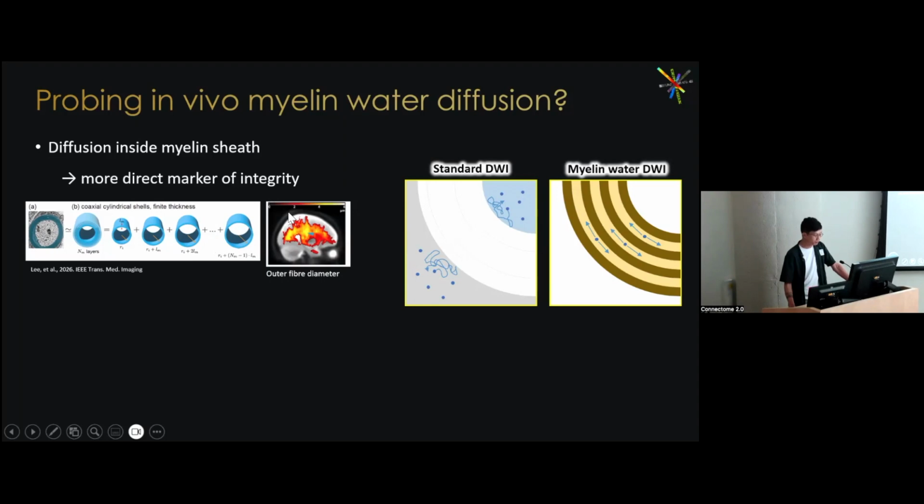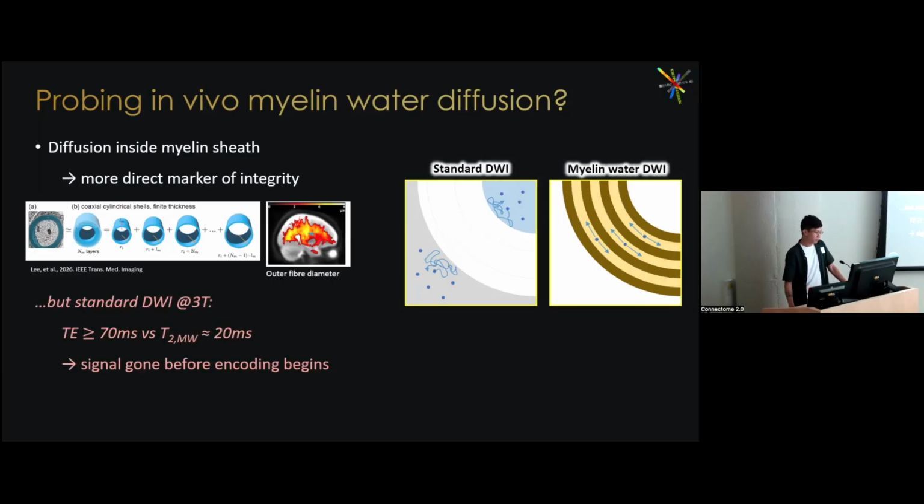So this is interesting because, for example, if we can combine this with the more conventional axon diameter mapping, this might allow us to have more direct assessments of the G ratio instead of the aggregated G ratio. But here is the problem.